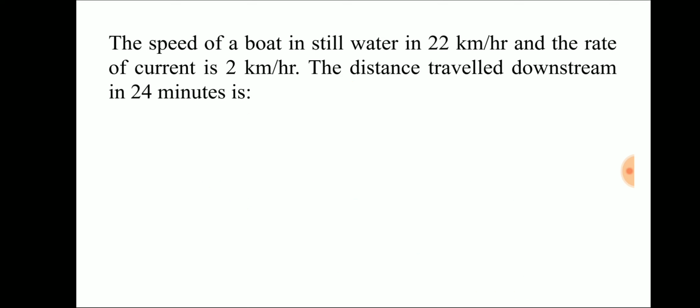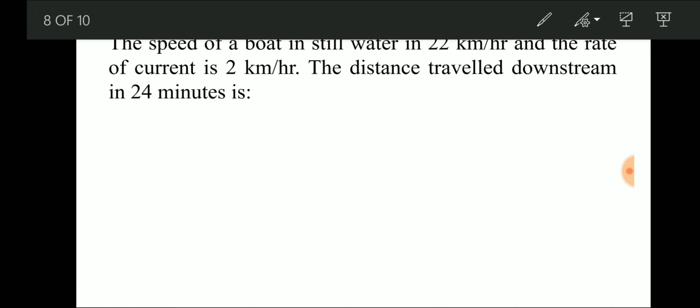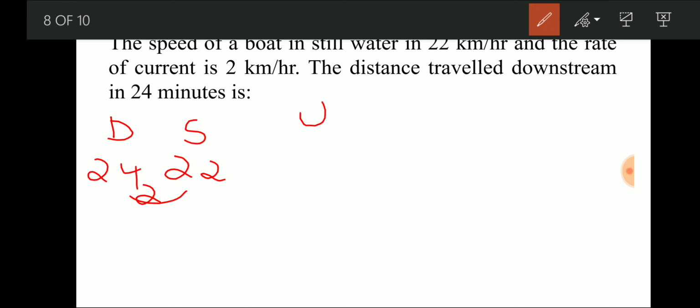Speed of the boat in still water is 22 kilometers per hour. The rate of the current is 2 kilometers per hour. The distance traveled downstream in 24 minutes is? The speed of the current is 2 kilometers per hour, so downstream speed is going to be 24, and upstream speed is going to be 2 lesser, which is 20 kilometers per hour. A very simple technique through which we could get to these questions.